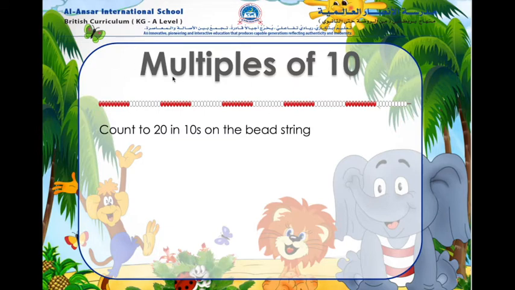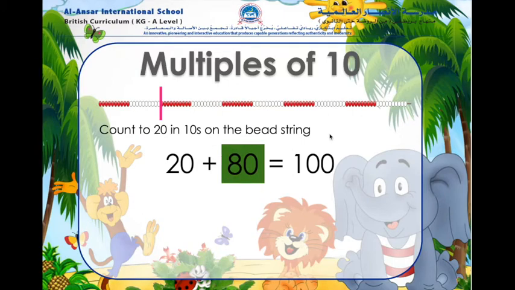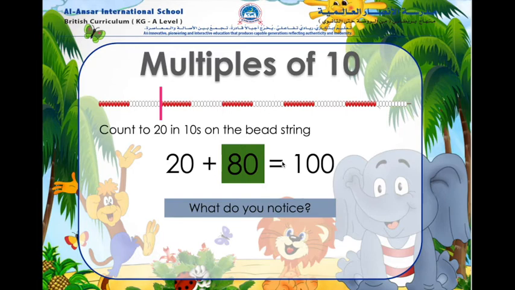Count to 20 in tens on the bead string. So let's count 10, 20. Now we've reached the number 20. So 20 plus what is equal to 100? Now let's count the remainder of the beads to find out. 10, 20, 30, 40, 50, 60, 70, 80. So 20 plus 80 is equal to 100. Again, what do we notice about this? It's the same as 2 plus what will equal 10. If we recall correctly, 2 plus 8 is equal to 10.